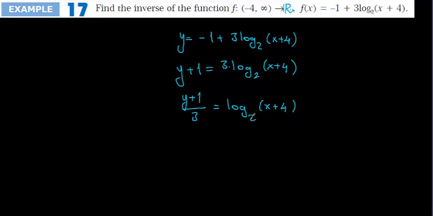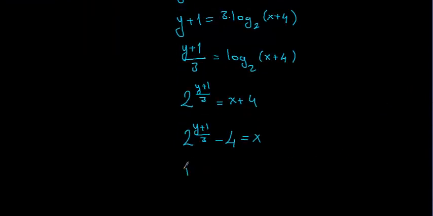Now I should get rid of the log base 2. On the other side it's going to be exponential base, so it's going to be 2 to the power of (y plus 1) over 3 is equal to x plus 4. And this 4 goes to the other side. 2 to the power of (y plus 1) over 3 minus 4 is going to be equal to x, and when x is alone, the function that you find is the inverse function. That's why f inverse of x is going to be equal to 2 to the power of (x plus 1) over 3 minus 4, it must be.